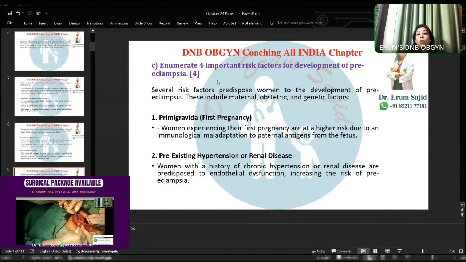Now enumerate 4 important risk factors for the development of preeclampsia. Now according to you, what do you think? Just enumerate 4. Give me 4 of these. The risk factors for development of preeclampsia. Who all develop preeclampsia? Just think about it. 4 points, guys. Come on. You write them once, you remember them for life.